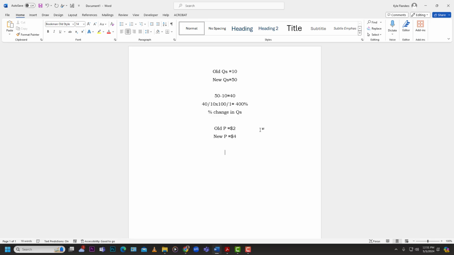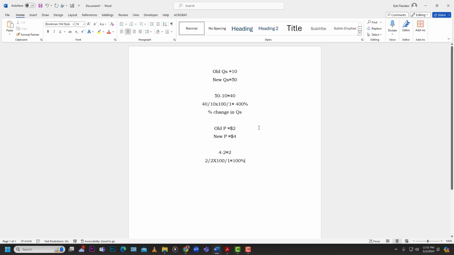So it would be the 4 minus the 2, equals 2. And you take that 2, which is the difference between the new and the old, and you put that 2 over the original price times 100 over 1, and that equals a 100% change in price.